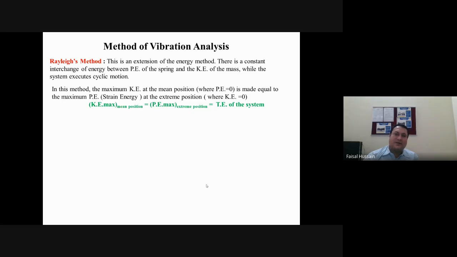Similarly, in this method, the maximum kinetic energy at mean position, where potential energy will be zero, will be equal to the maximum potential energy, that is your strain energy at extreme position. And maximum strain energy or maximum potential energy will be developed when the kinetic energy at that point is zero. So the maximum kinetic energy is equal to the maximum potential energy, equal to the total energy of the system.